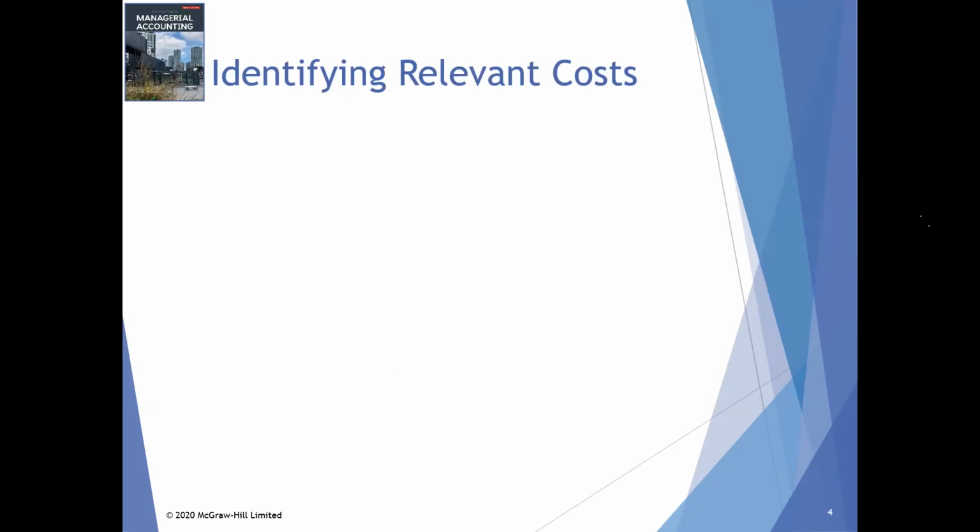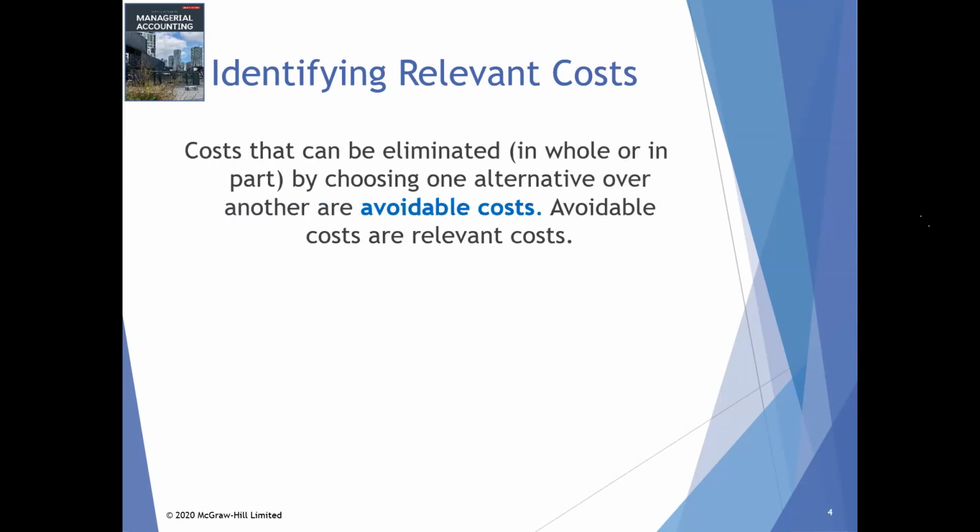So, identifying the relevant cost. How can we identify the relevant cost? Costs that can be eliminated in whole or in part by choosing one alternative over another are avoidable costs. It means those costs can be avoided, those costs can be eliminated. All those costs which are avoidable are known as relevant cost.